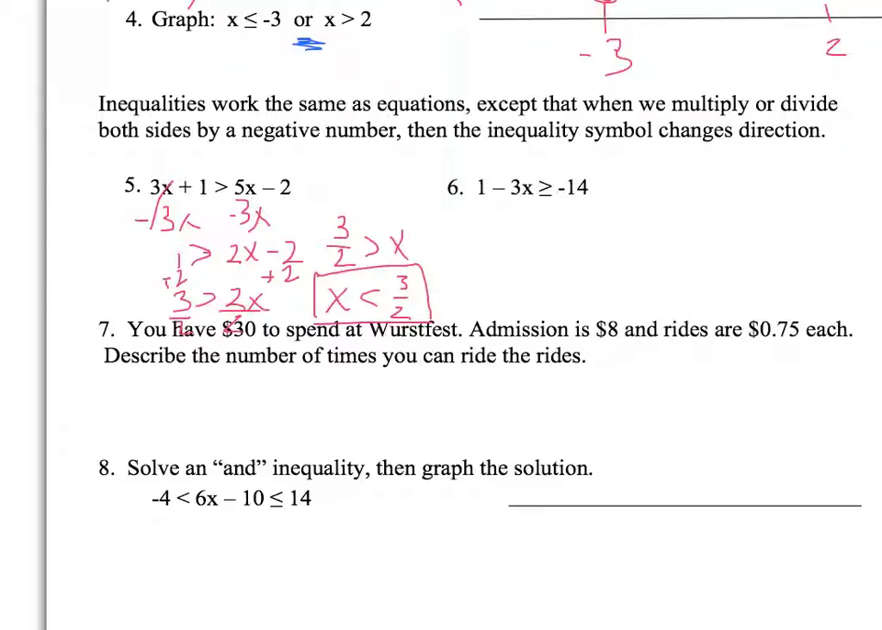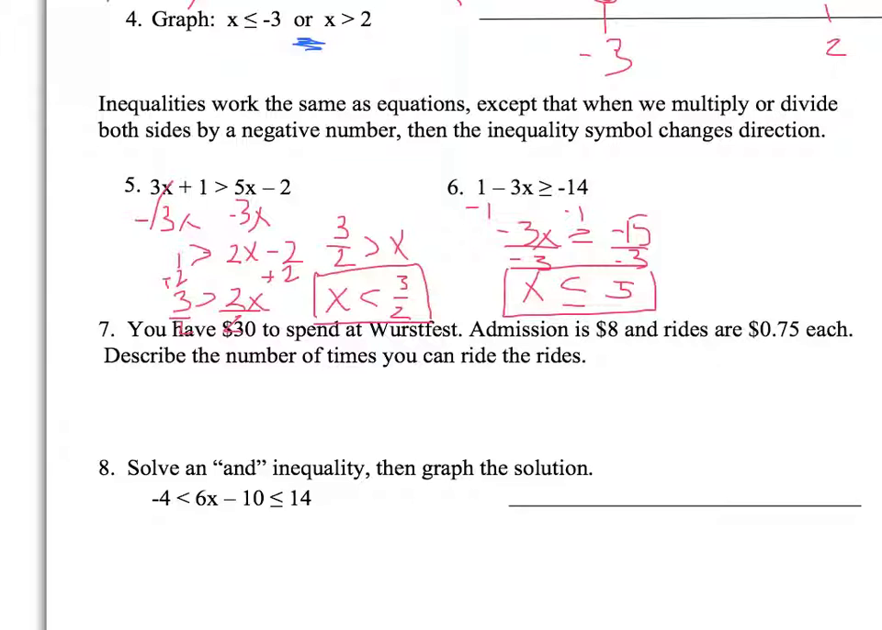Okay, example 6. I'm going to subtract 1 from both sides to solve for x, so that gives me negative 3x is greater than or equal to negative 15. Now I'm going to divide both sides by negative 3. That gives me a positive x and a positive 5, but because I divided by a negative, I have to follow my rule and flip that inequality and make it less than or equal to. So x is less than or equal to positive 5.